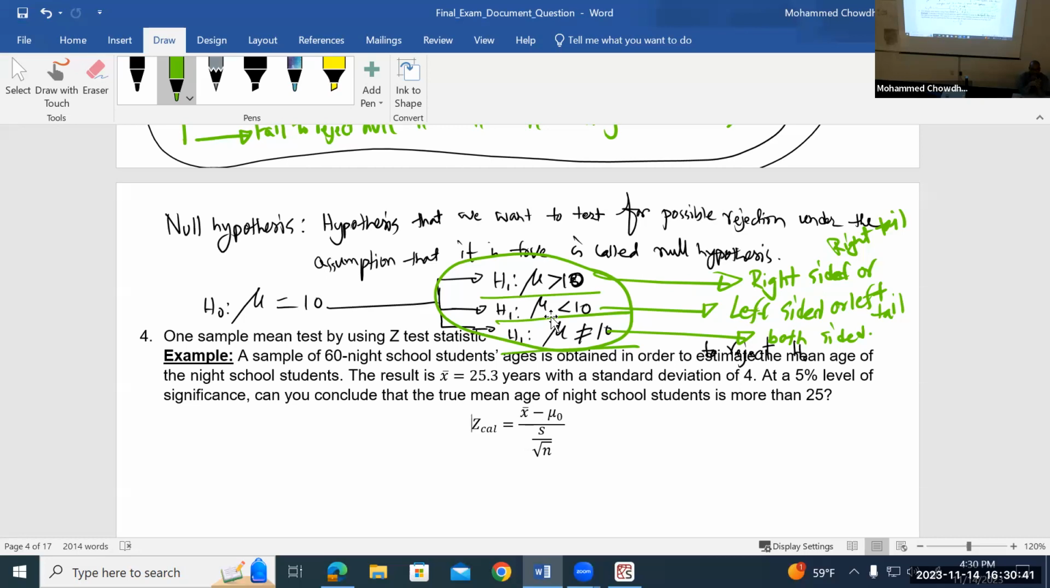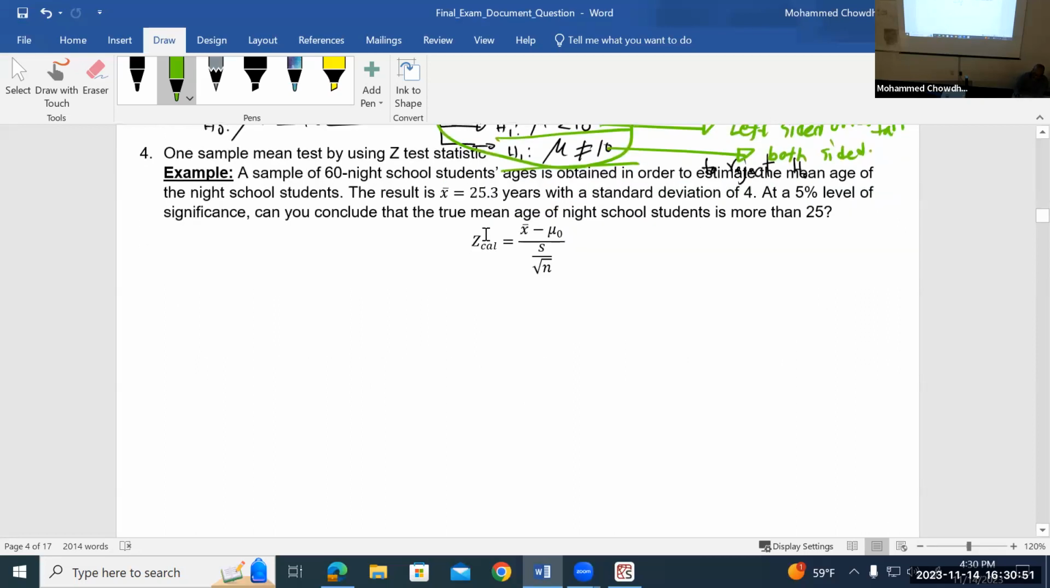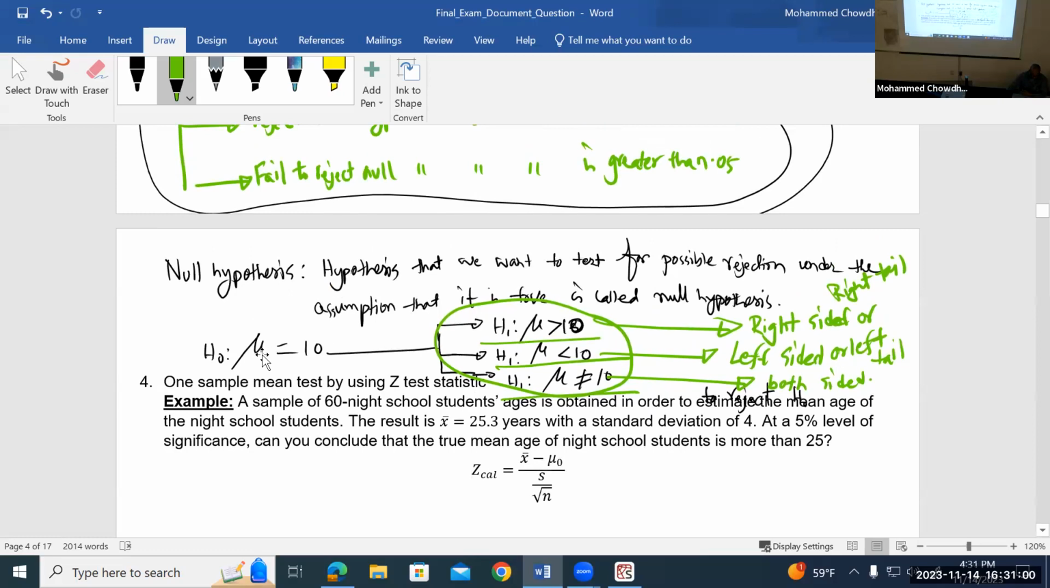I was just asking, on the test, if it's like mean is less than 10, do you want us just to say that, or do you want us to say it's right-sided? So in the exam, first of all, when I solve this problem, I will discuss this. Let me first explain this thing.